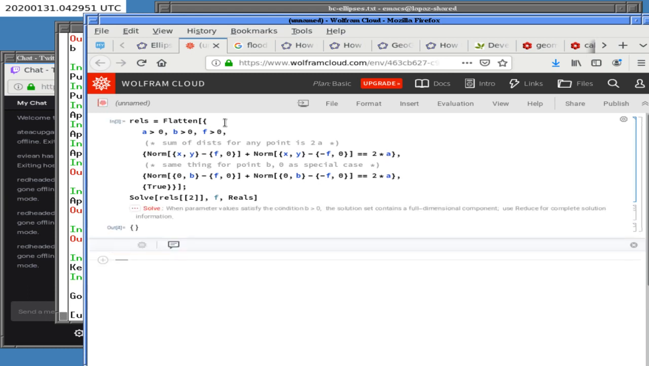When the parameter values satisfy the condition b greater than 0, solution continues. Ugh.